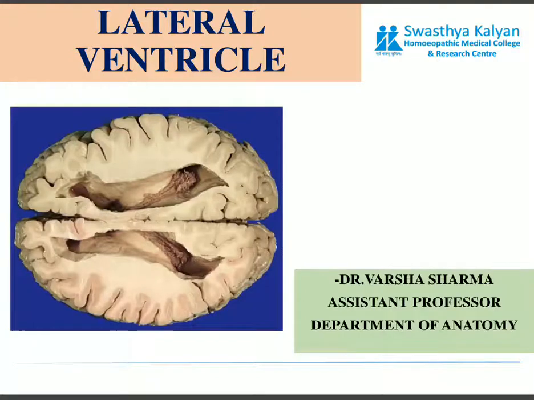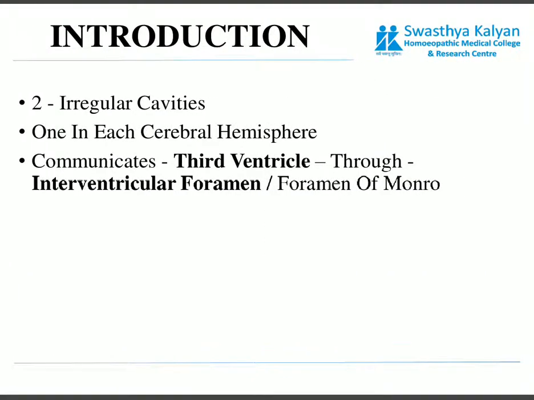Good morning, students. In today's lecture, we will be discussing the lateral ventricle. The lateral ventricles are irregular cavities located in the cerebral hemispheres. They are two in number, that is, one for each cerebral hemisphere. This cavity communicates with the third ventricle through the interventricular foramen, or the foramen of Monro.